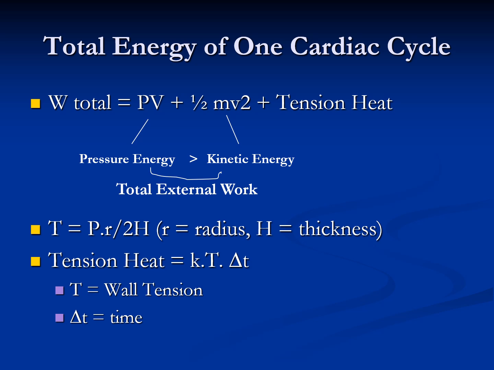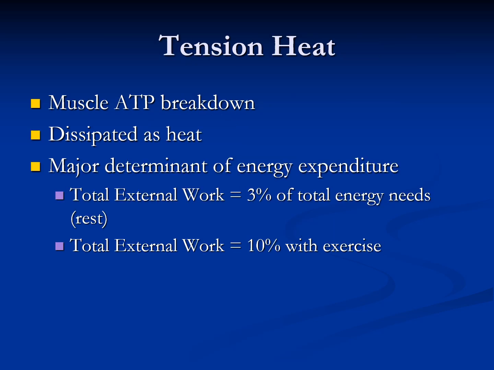This is tension heat. So tension heat does consume energy. It does lead to, of course, ATP breakdown, and it's dissipated as heat. And it's actually the major determinant of the energy expenditure of the ventricle. Most of the energy is dissipated as tension heat. The total external work is only 3% of the total energy needs at rest and can increase to 10% with exercise. All the rest is tension heat.